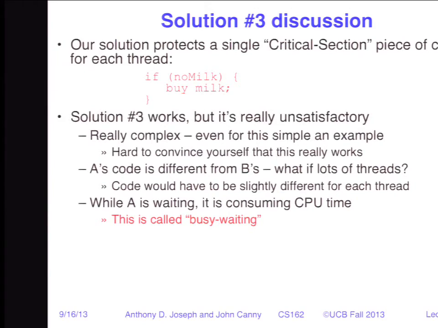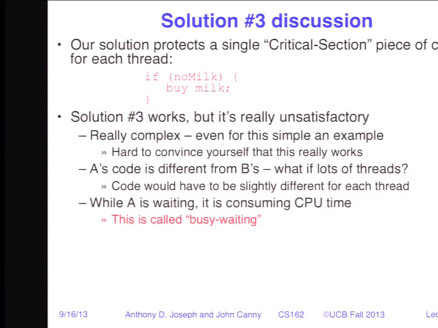But it's way too complicated. Right? It's really hard for us to reason that this is correct. And this was just a few lines of code. Right? Multiply it by 100,000 and then try to make sure it's correct. As was pointed out, we have different code running in A from what runs in B. So, try to think about what it would be with three roommates, four roommates, five roommates, right? This now gets to be insanely messy. You don't want a system where adding a new thread means rewriting all of the code. It's not going to scale. It's not going to be easy to design. It's not going to be easy to implement. It's not going to be easy to test.